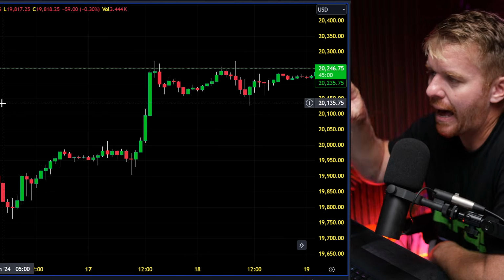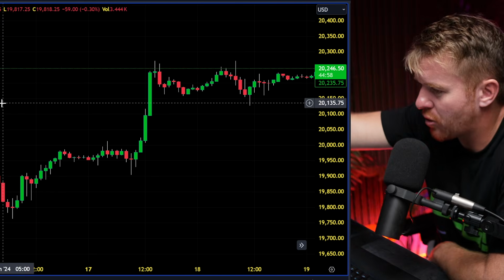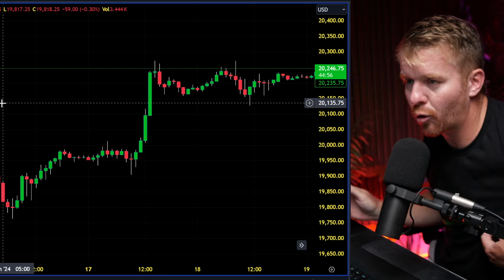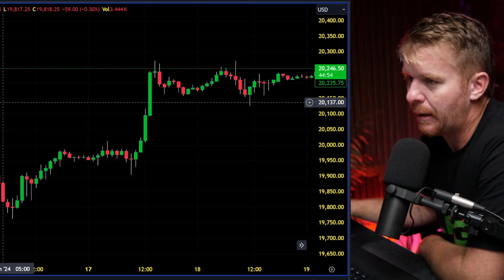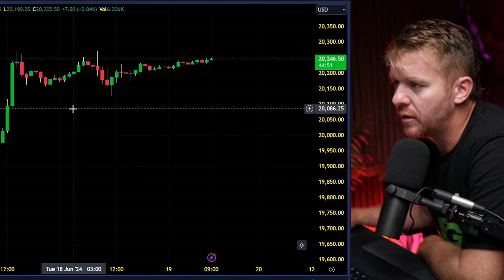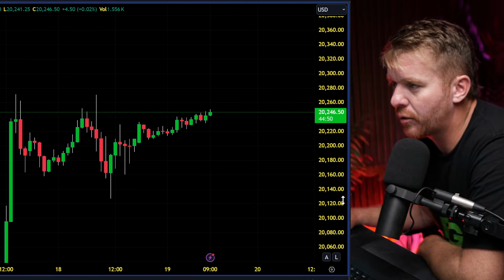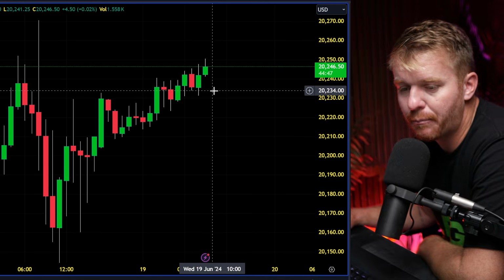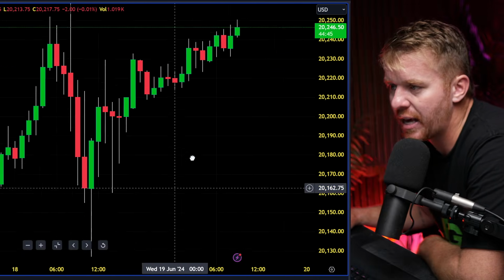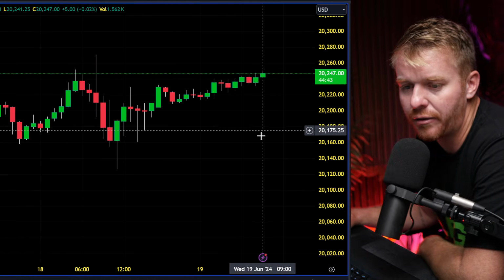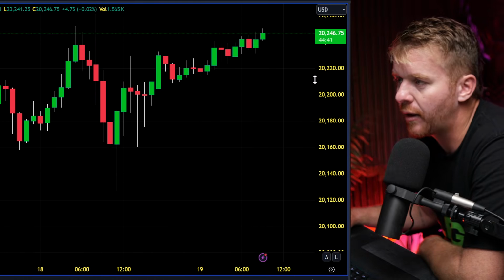So I have the small time frames always pulled up, but then I have the hourly chart always pulled up, because I want to look at this as well. If I'm looking at these hourly candles, are we at the top of the hourly candle? Are we at the bottom of the hourly candle? Are we selling down? What is that hourly candle telling me?